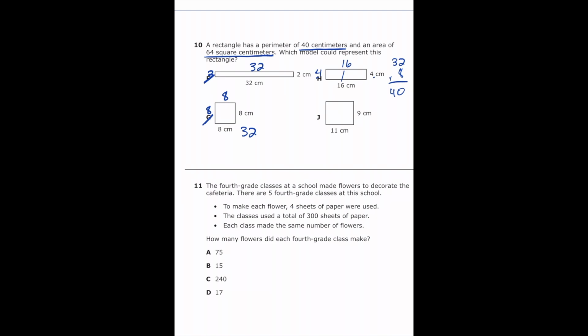Now let's check the area. So 16 times 4, 6 times 4 is 24. 4 times 1 is 4, plus 2 is 6. So we get an area of 64, which checks out. So the correct answer is letter H.